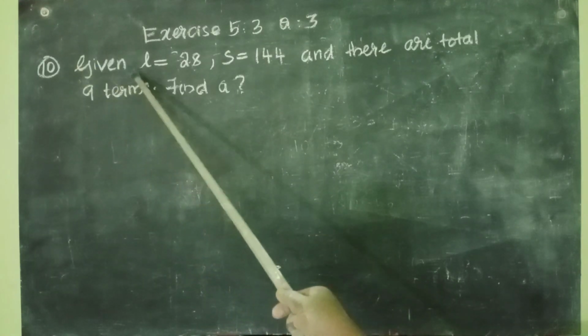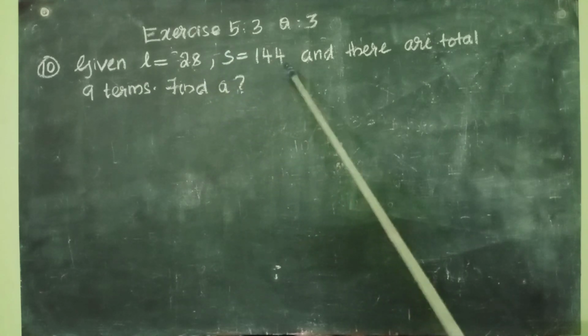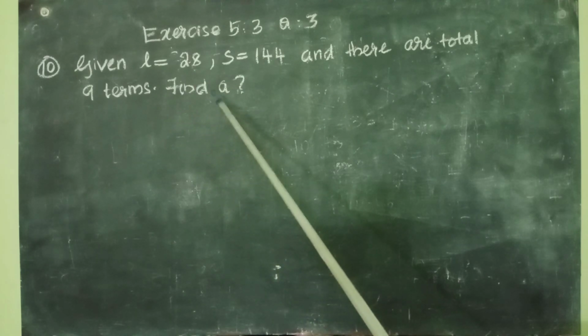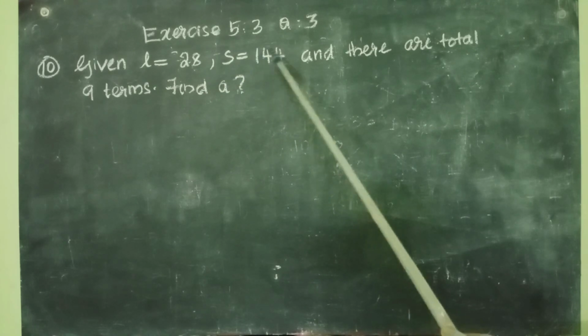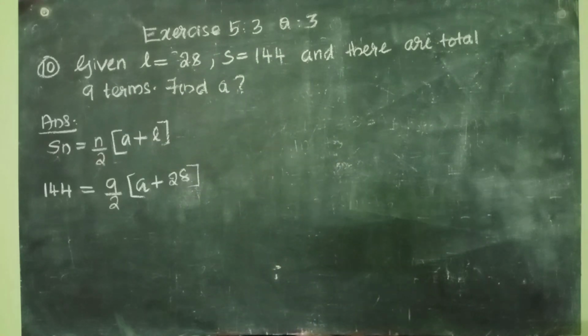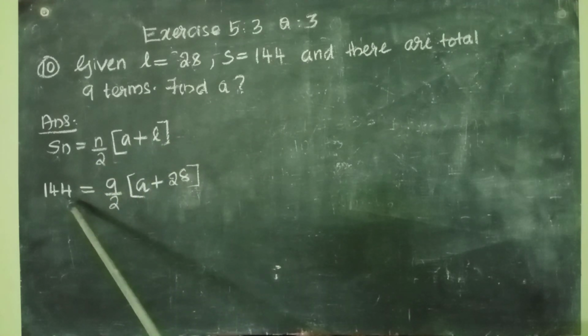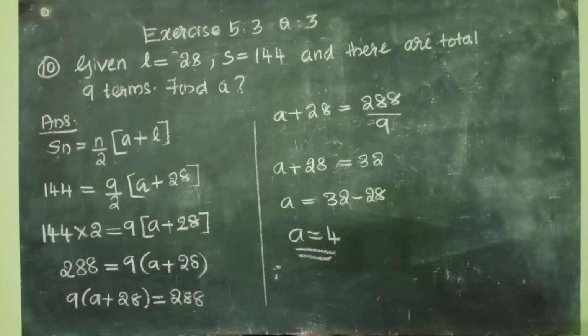Question number 10. Given L equal to 28, S equal to 144 and there are total 9 terms, find a. L means last term equal to 28, S equal to 144 and n equal to 9. You have to find out a. Sn equal to n by 2 into a plus l, that is 144 equal to 9 by 2 into a plus 28. 144 into 2 equal to 9 into a plus 28.